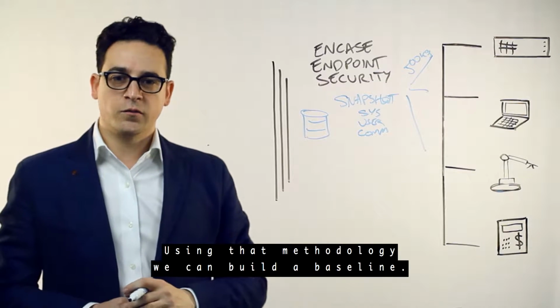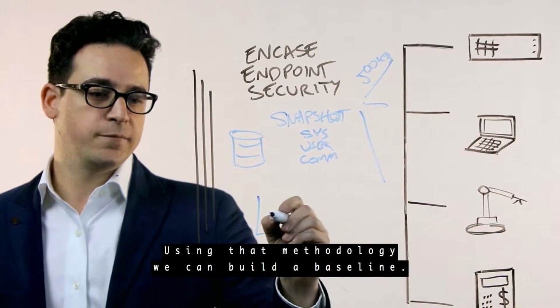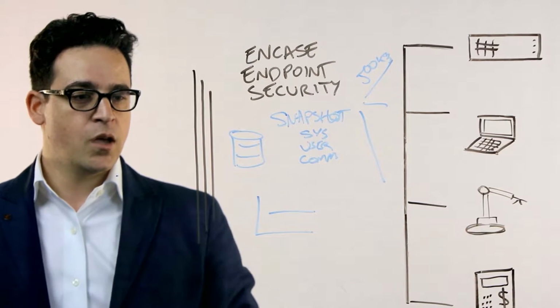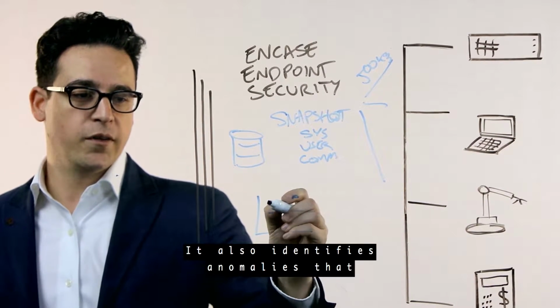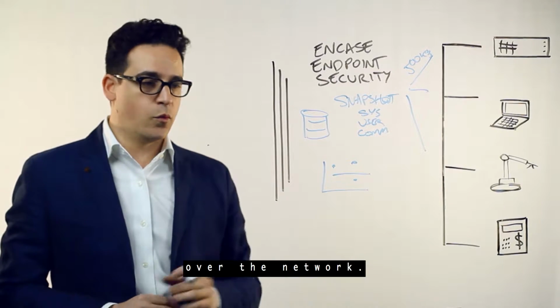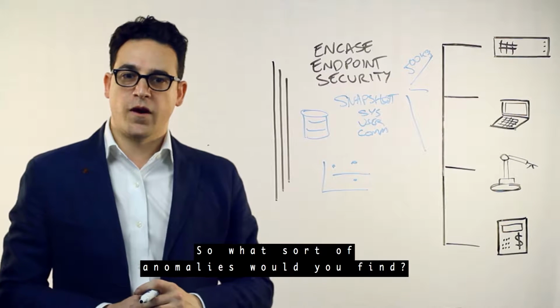Using that methodology, we can build a baseline. That baseline tells us how that machine has worked over time. It also identifies anomalies that are individual to that machine against that machine over the network. So what sort of anomalies would you find?